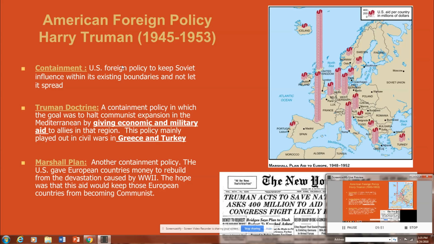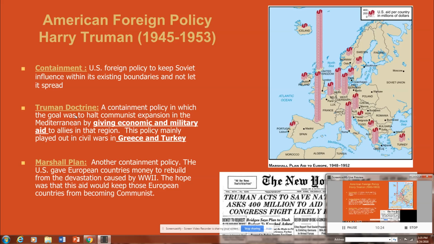And this was Truman's policy to give economic and military aid to countries that were in danger of becoming a communist nation. So, for example, Greece and Turkey are primarily where this occurred. They both had communist uprisings. We supported the democratic powers in Greece and in Turkey. You see these dollar signs. We gave money and weapons to these countries to fight off communist influence. So that becomes the Truman Doctrine.